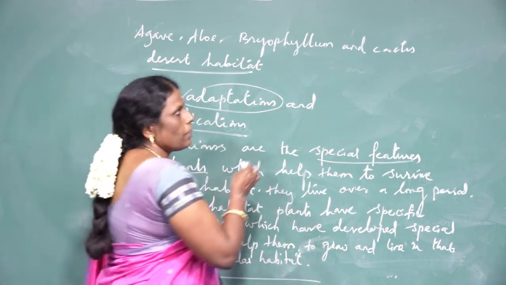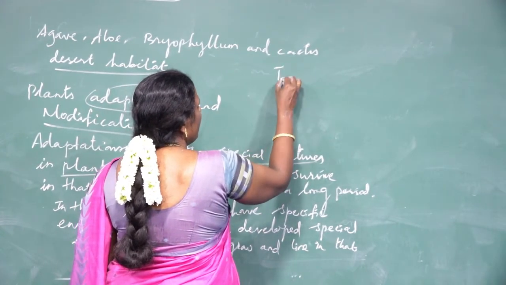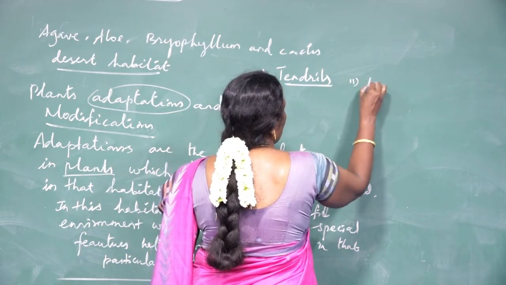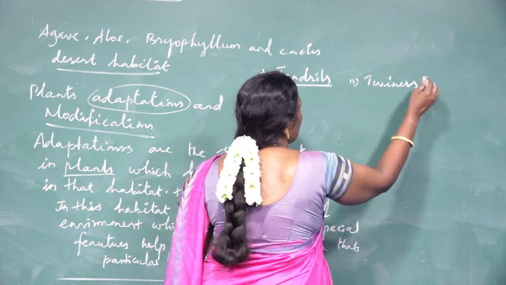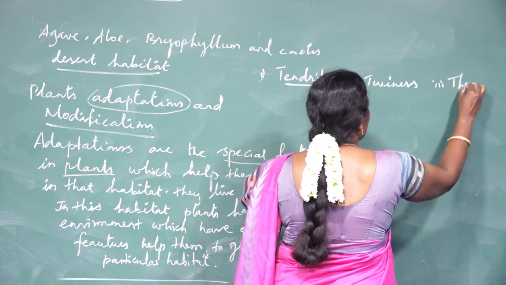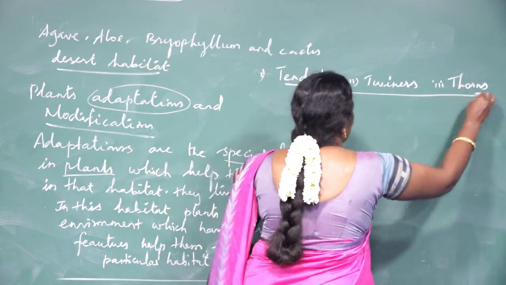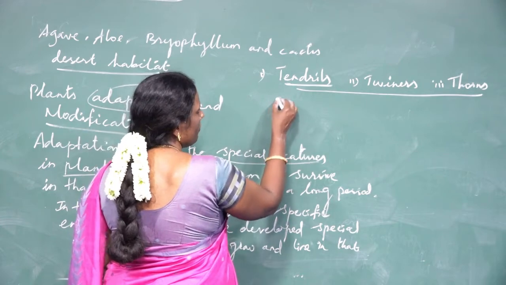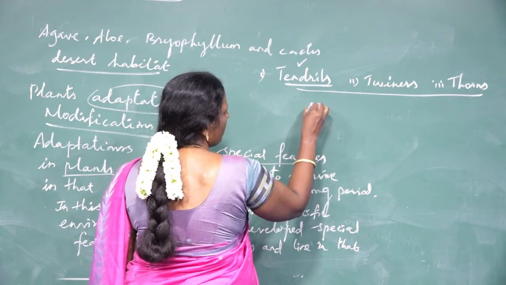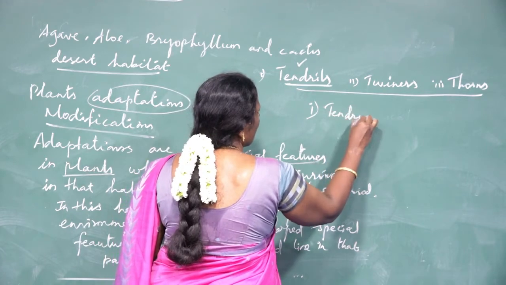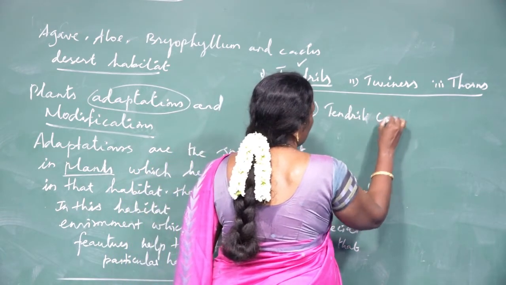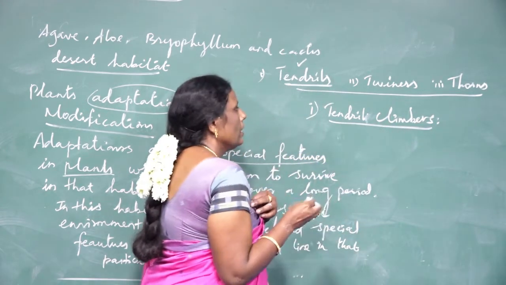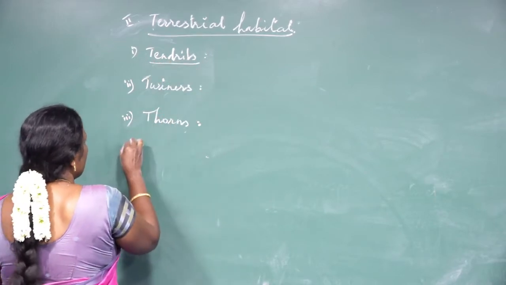Let us study some adaptations like tendrils, thinners, and thorns. These types of adaptations are seen in terrestrial and desert habitats. First, we will see the tendrils.